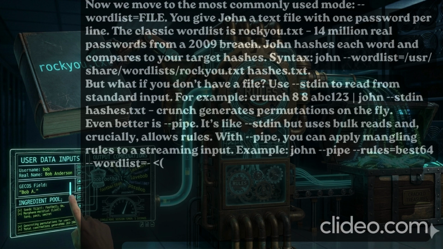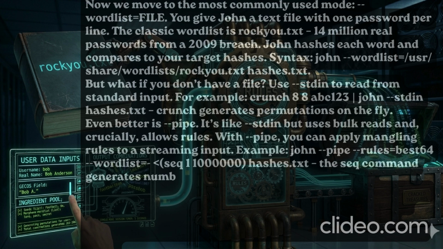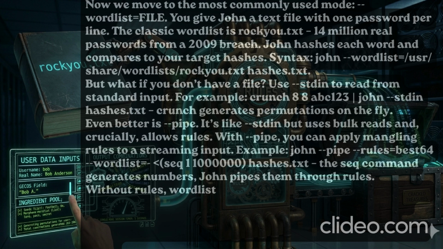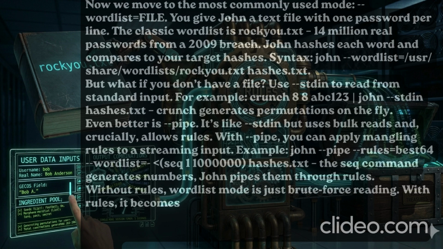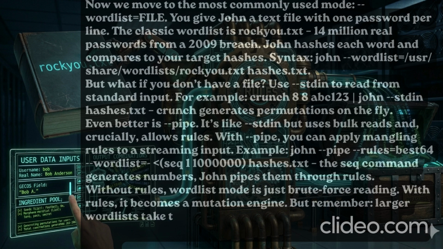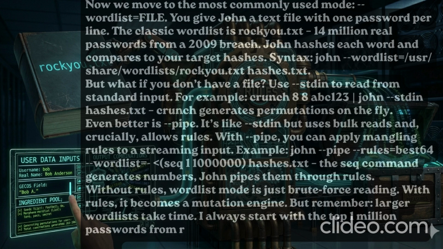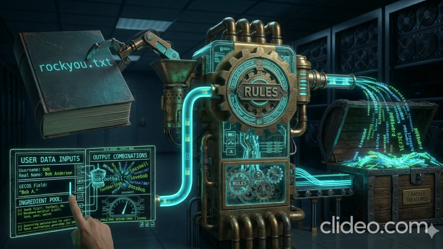With --pipe you can apply mangling rules to streaming input. Example: seq 1 1000 | john --pipe --rules=best64 hashes.txt. The seq command generates numbers, and John pipes them through the rules. Without rules, wordlist mode is just brute force reading. With rules, it becomes a mutation engine. But remember, larger wordlists take time. I always start with the top 1 million passwords from RockYou, then move to full RockYou, then add rules.